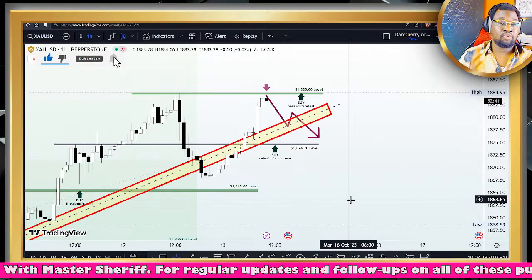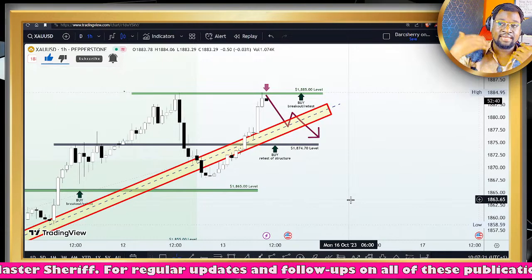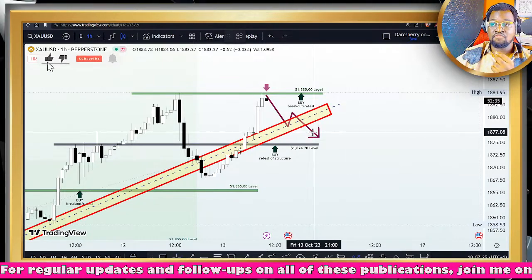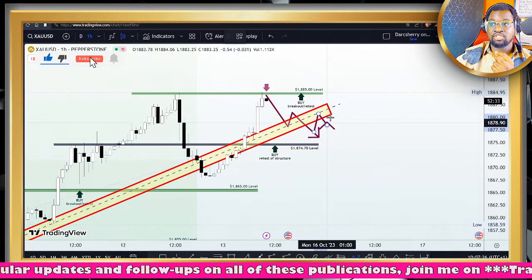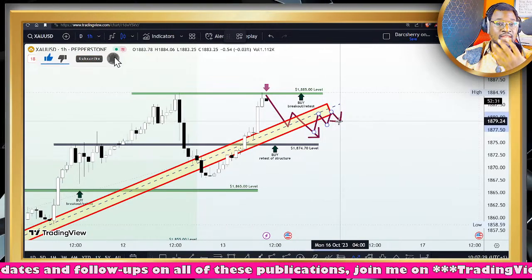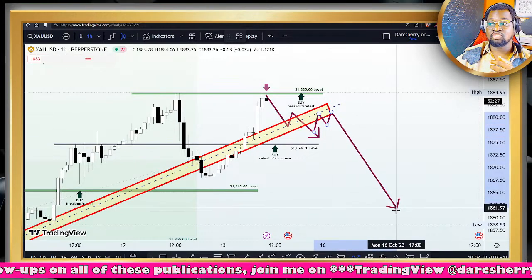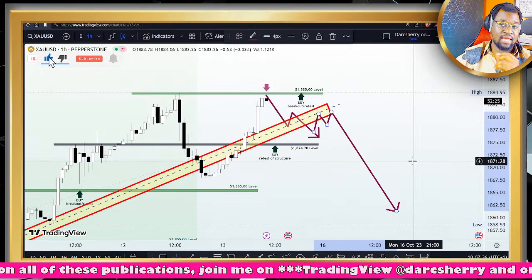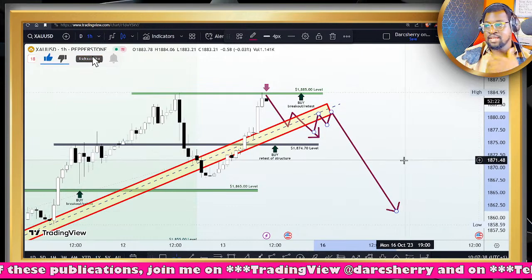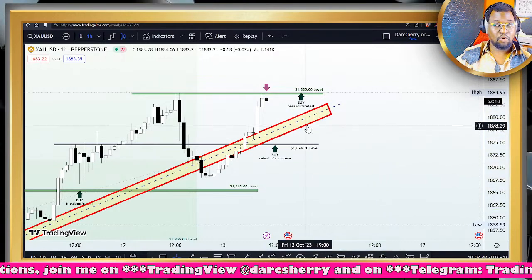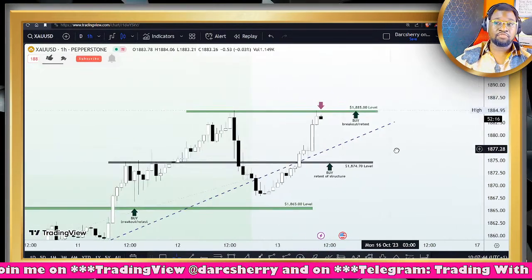Now, if price will break down that ascending trend line, then I will be looking out for selling opportunities only at a confirmation, which would reflect on the chart as a retest of structure, that is, buyers finding it difficult to climb back above the ascending trend line before joining a downtrend move here. So these are my views on the XAUUSD for today and for today's trading session, of course.